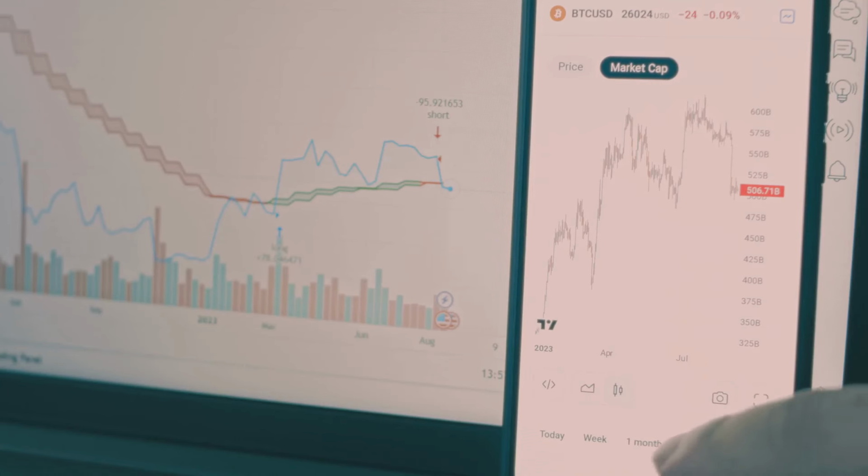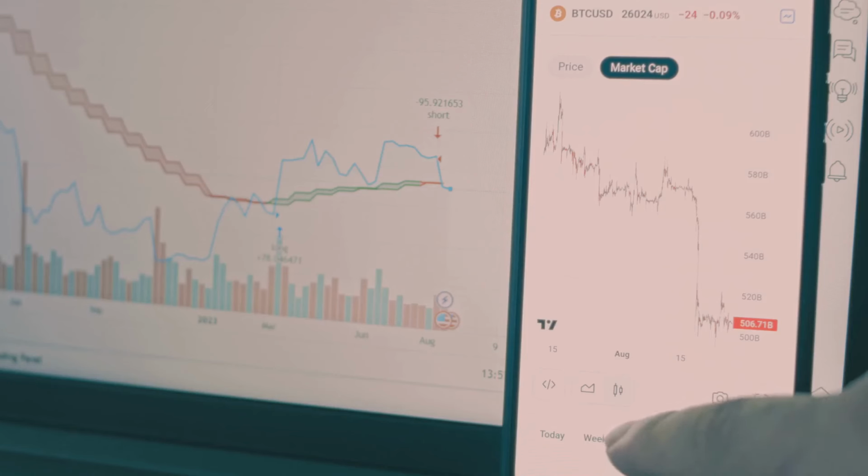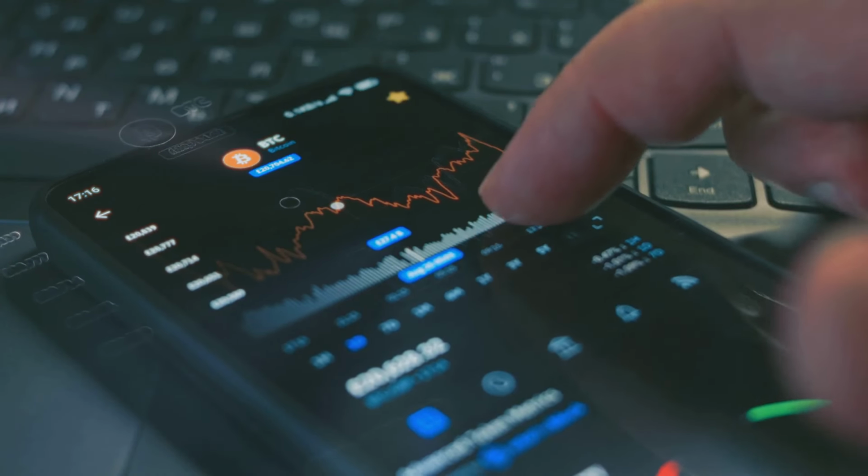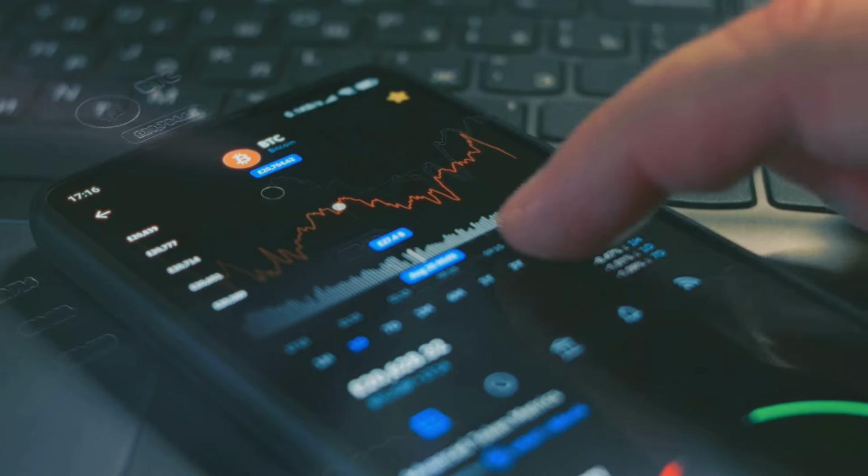Mastering trend lines is a key first step to reading the market with confidence. By learning this skill, you're building a solid foundation for more advanced analysis.